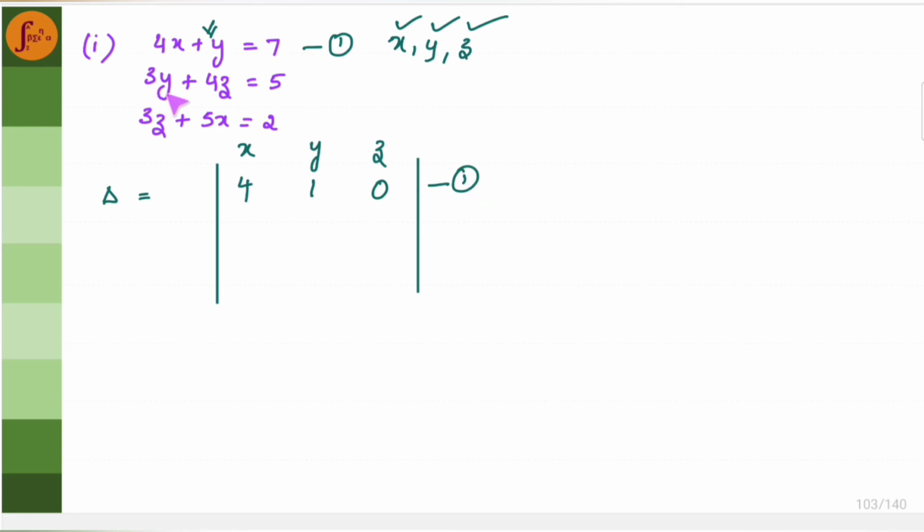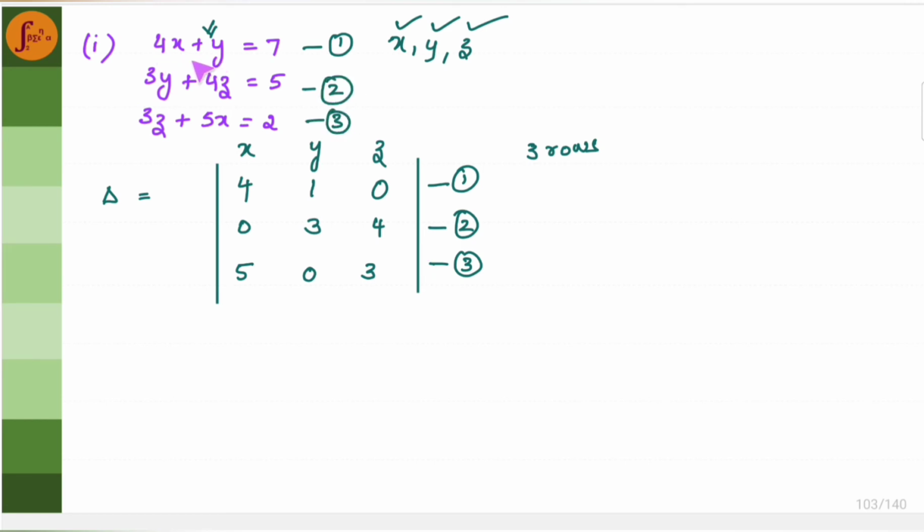Now let's go to the second equation, right? In the second equation, there is no x, so we'll put it as 0. The coefficient of y is 3, and the coefficient of z is 4. So the second equation is done. Now let's go to the third equation, right? In the third equation, the coefficient of x is 5. There is no y, so we'll put 0. The coefficient of z is 3. So this way, if there are 3 equations, we will have 3 rows.